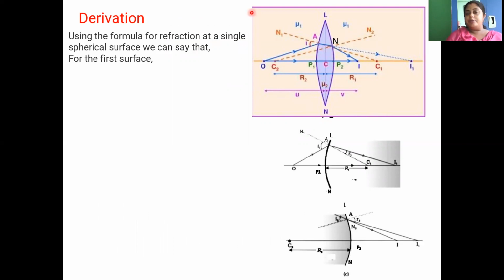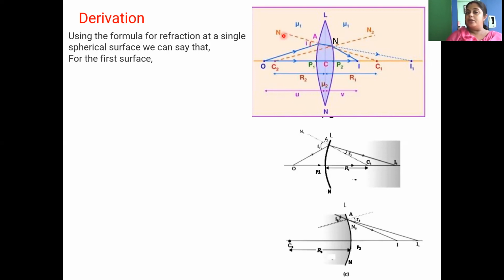From the ray diagram, we can see that the lens has two surfaces. First we will consider the first surface only, that is the LP1N surface. Here O is the point object situated on the principal axis in front of the first surface. A ray of light OA is incident at A of the first surface.